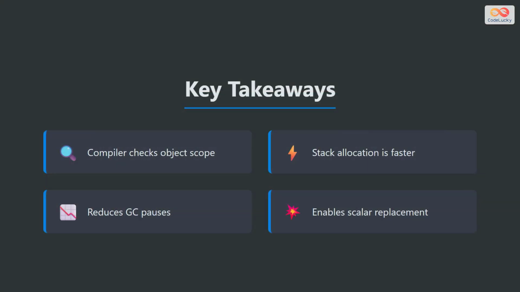To summarize, escape analysis allows compilers to intelligently place objects on the stack instead of the heap. This results in faster allocation, less garbage collection pressure, and enables advanced optimizations like scalar replacement. It is a hidden hero in modern high-performance languages like Java and Go.